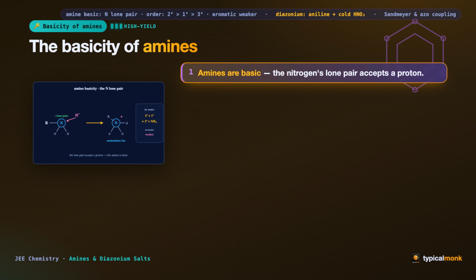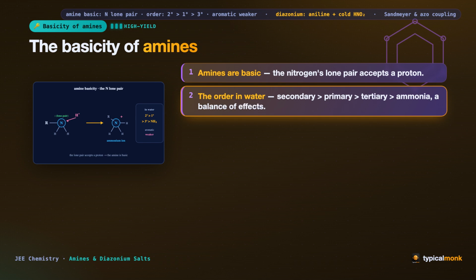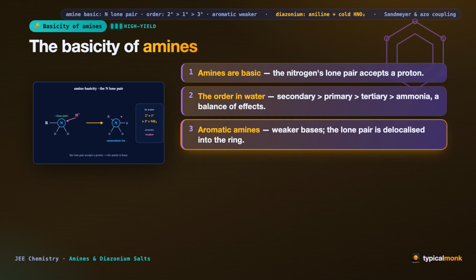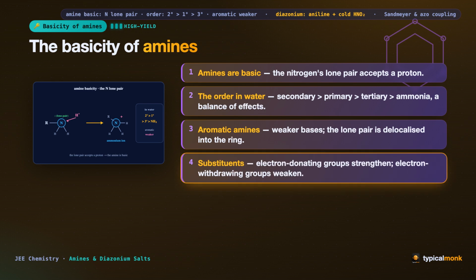Now look at the picture, the basicity of amines. Amines are basic. The nitrogen's lone pair reaches out and accepts a proton, forming an ammonium ion. The order in water: secondary over primary over tertiary over ammonia, the result of a balance of effects. Aromatic amines are weaker bases because the lone pair is delocalized into the ring. Substituents: electron donating groups strengthen the base, electron withdrawing groups weaken it.